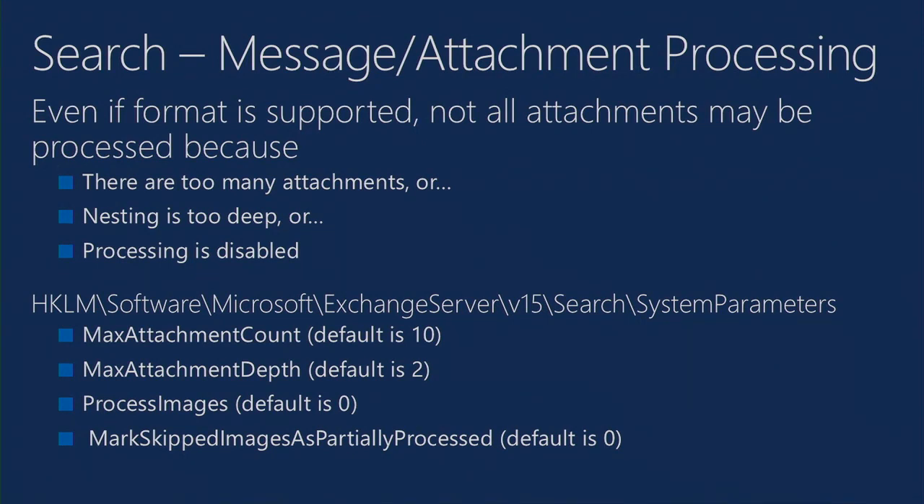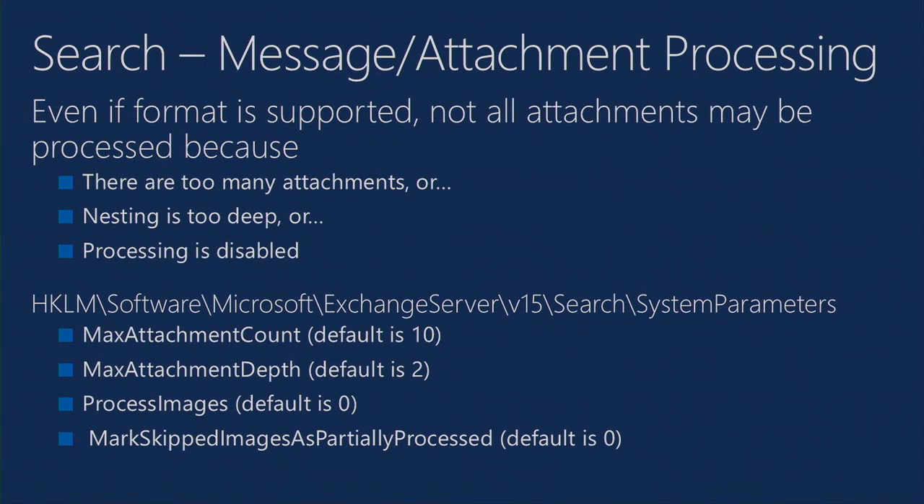So you can actually go into the registry and configure some of this behavior. So if you look at the bottom here, we've got 4 registry keys that we list. One is the max attachment count. Now, the default is 10, but if you're in an organization that's sending around way more attachments, you might want to go and up this, because by default, we will only index a maximum of 10 attachments per email message. In terms of nesting, that's max attachment depth. So we will only go to a depth of 2, which basically means the message inside a message. If you have a message in a message in a message, that's 3 levels. You would need to change the registry entry and go deeper.